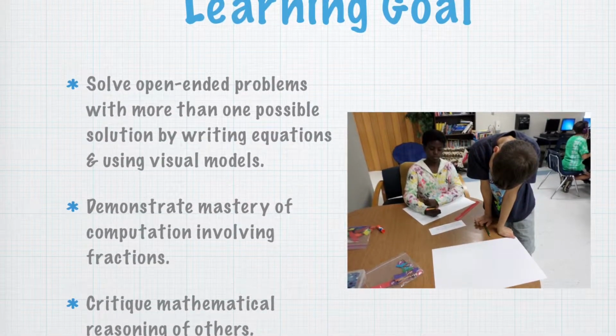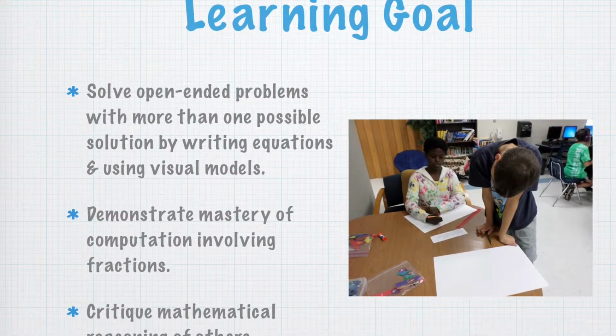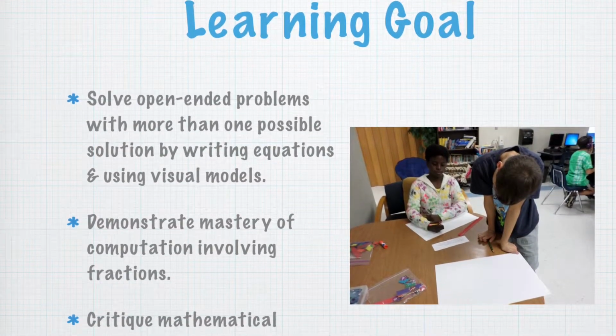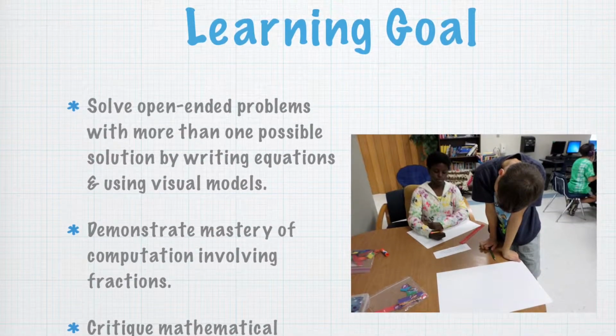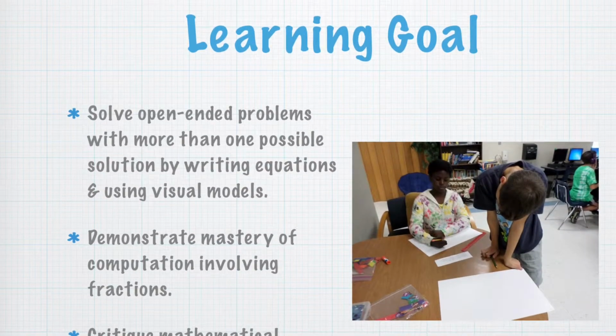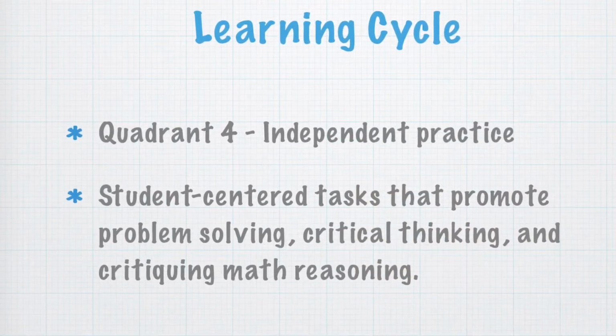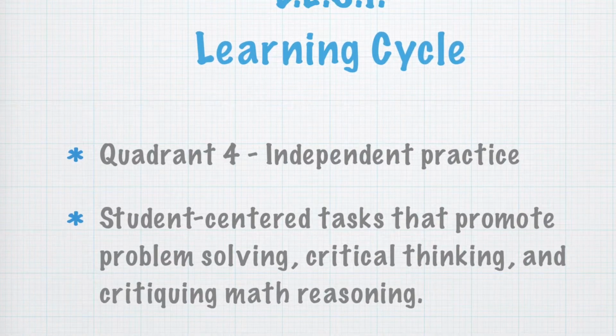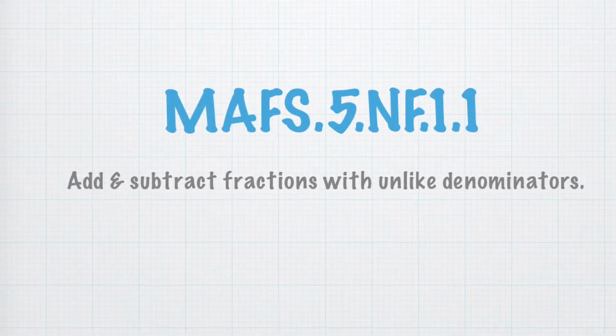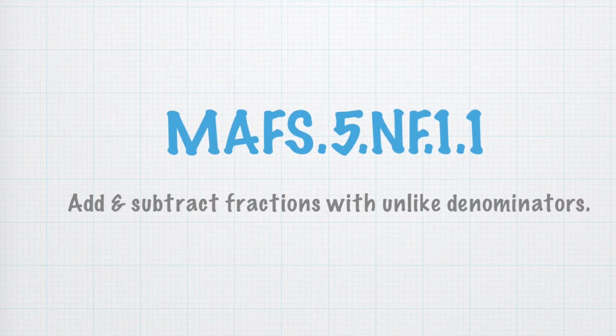Our learning goals for this lesson are for students to solve open-ended problems working together by using visual models or writing equations. They should also be able to demonstrate mastery of computations with fractions and be able to critique mathematical reasoning of their own and others. This lesson falls in quadrant 4 of the BEST learning cycle as students independently work through tasks to show their mastery.